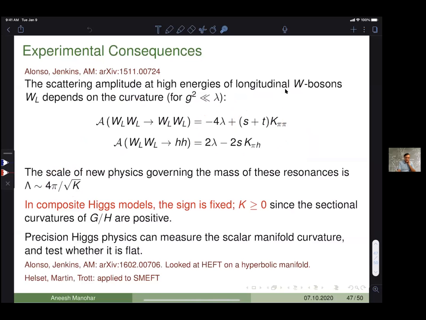Now, there's one interesting feature of composite Higgs models which depend on G mod H sigma models, which is that in any G mod H space, all the sectional curvatures are positive. So we actually have a sign result. That is, these terms have a specific sign. We investigated some models on a hyperbolic manifold, but I won't get into that here.